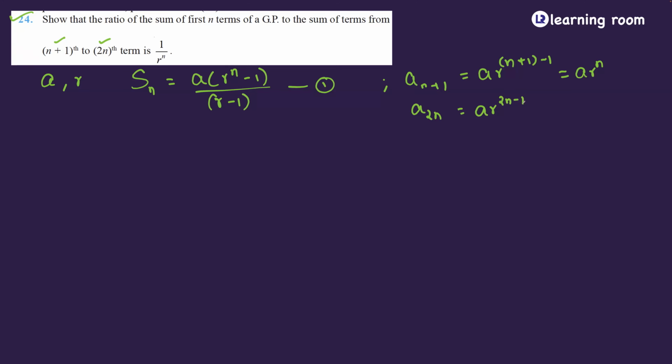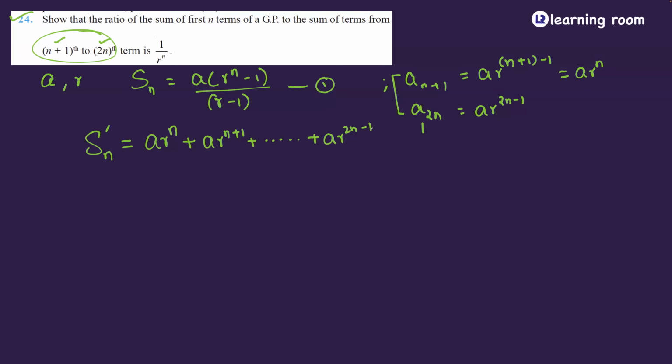Now they are asking, find the sum of the terms from here to here. So let me call this as Sn dash. That is the sum of the terms from n plus 1 to 2n. So let me call it as Sn dash. This will be equal to, what is going to be the first term? AR to the power n. What will be the next term? AR to the power n plus 1. So where am I writing it till? AR to the power of 2n minus 1.